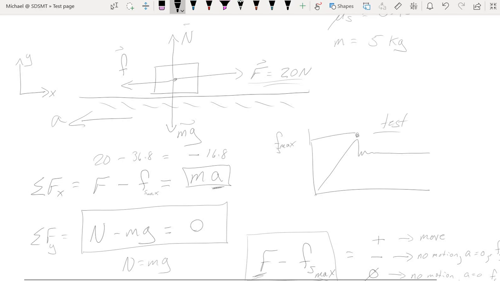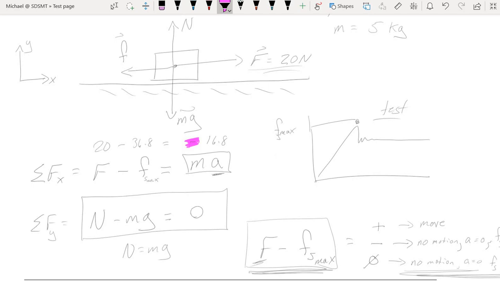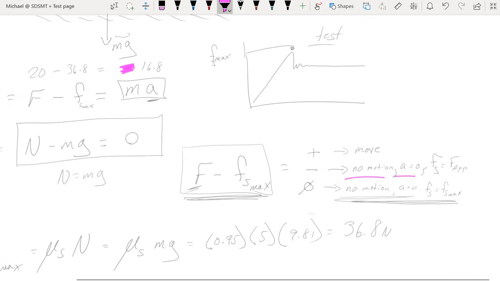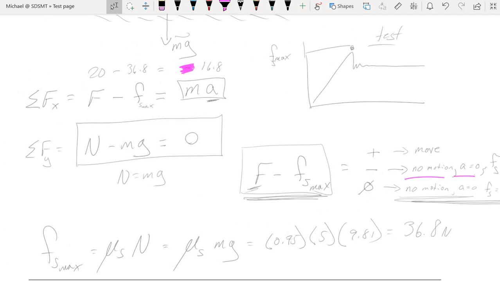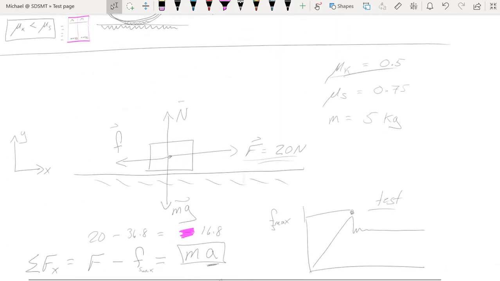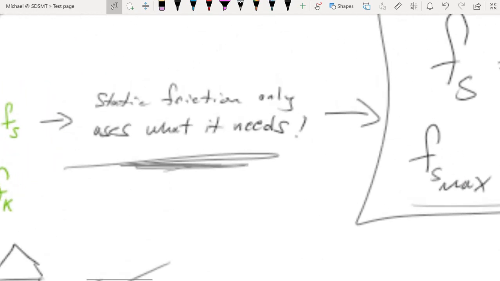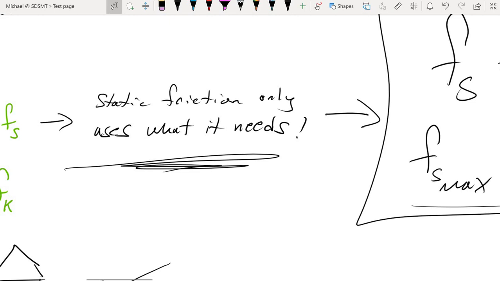and that is not how friction works. Friction is not going to help you move. Friction always opposes the direction of motion. So again, the important part is the sign. We ended up with a negative here. And that means that we're not going to move. So the acceleration is 0, and the static friction has to equal the applied force. This is what I mean when I say that static friction only uses what it needs.